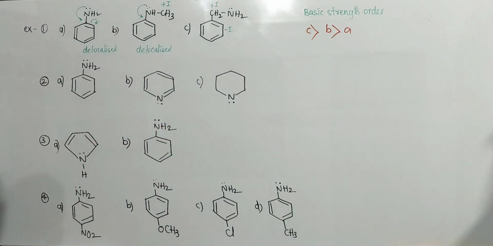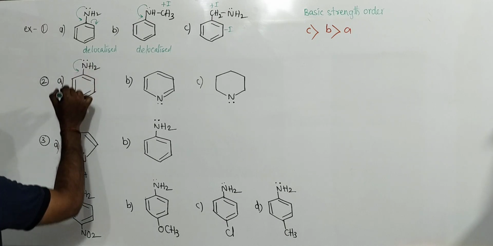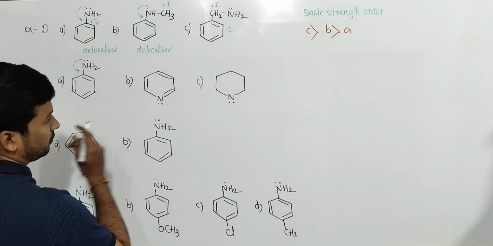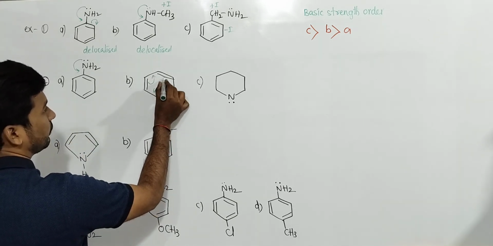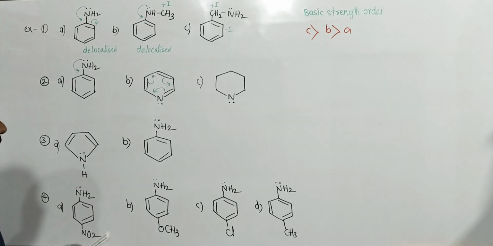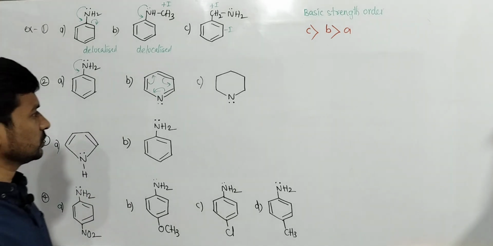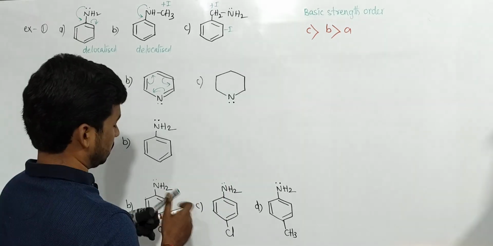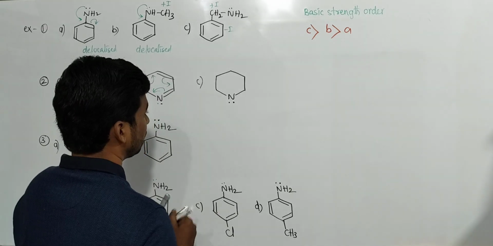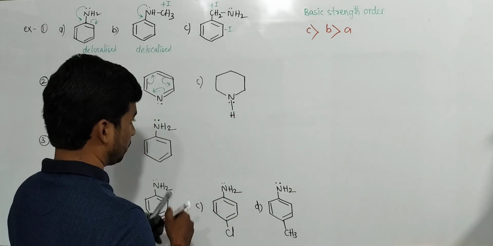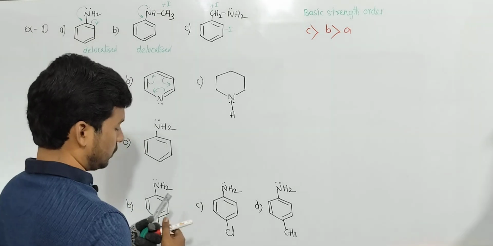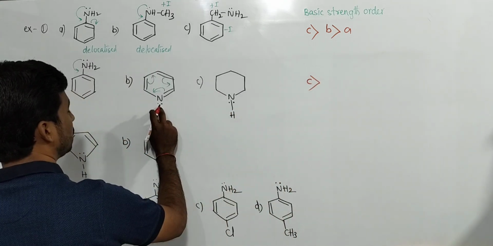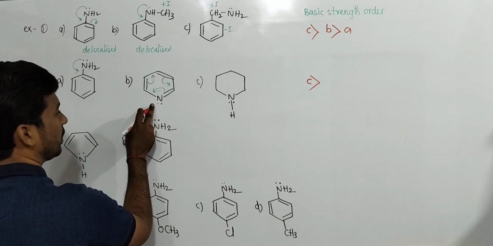Next, see this second example. For the second example, lone pair electron is involved in delocalization. In this example, lone pair electron is not involved in delocalization, because delocalization is like this. There is no need of lone pair here. No need of lone pair here. So if you see here, this is nitrogen with hydrogen, because nitrogen covalency is 3. So here lone pair is completely free. That's why C is the strong base when compared to here, where lone pair is involved in delocalization and lone pair is not involved in delocalization.